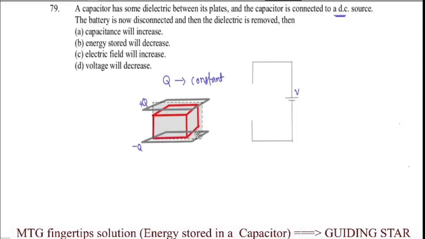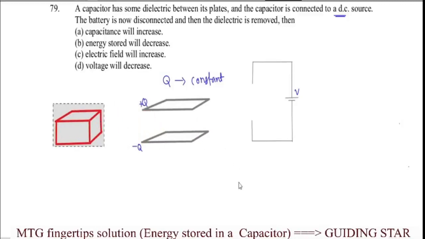So here, assume that we'll remove this dielectric material. Here we have removed this one. Clear? So right now what will happen, once after removing, that means initially the capacitance with dielectric was C. Clear? That means initial capacitance is C.